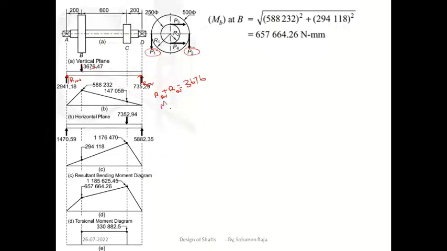So MA equal to 0. I have to find the bending moment about point A. How many forces are there except RAV? Two more forces were there: 3676 and RDV. What is the distance between 3676 and point A? The distance is 200 meter. So 3676 into 200.